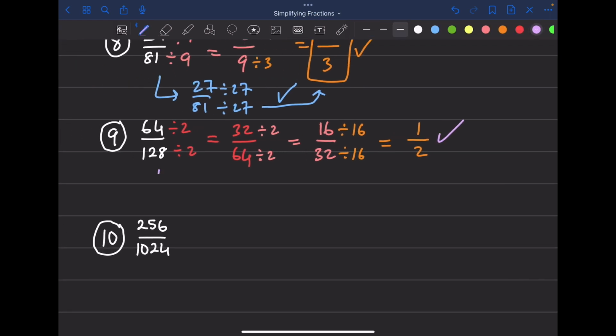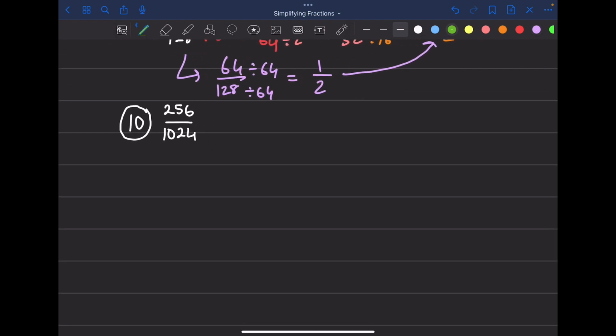But you could have noticed that for this question, we could have done this. So divide by 64 in the top and divide by 64 on the bottom. 64 divided by 64 is 1. 128 divided by 64 is 2. Once again, same answer no matter what you do, as long as you're doing the right steps. That's the one thing you have to worry about, doing the right things.